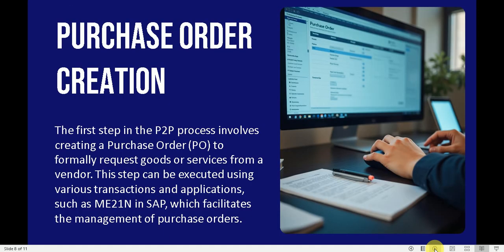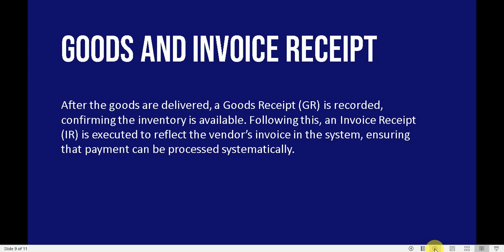Key P2P steps, starting from purchase order creation. The first step of the P2P process involves creating a purchase order to formally request goods or services from a vendor. These steps can be executed using various transactions and applications, such as when we are creating a PO, we are creating it with the T code ME21N in SAP, which facilitates the management of purchase orders.